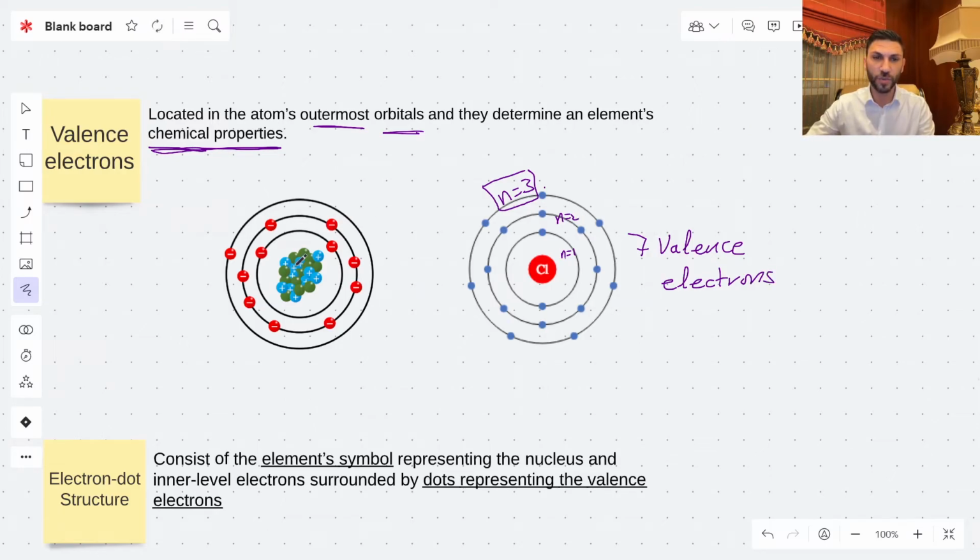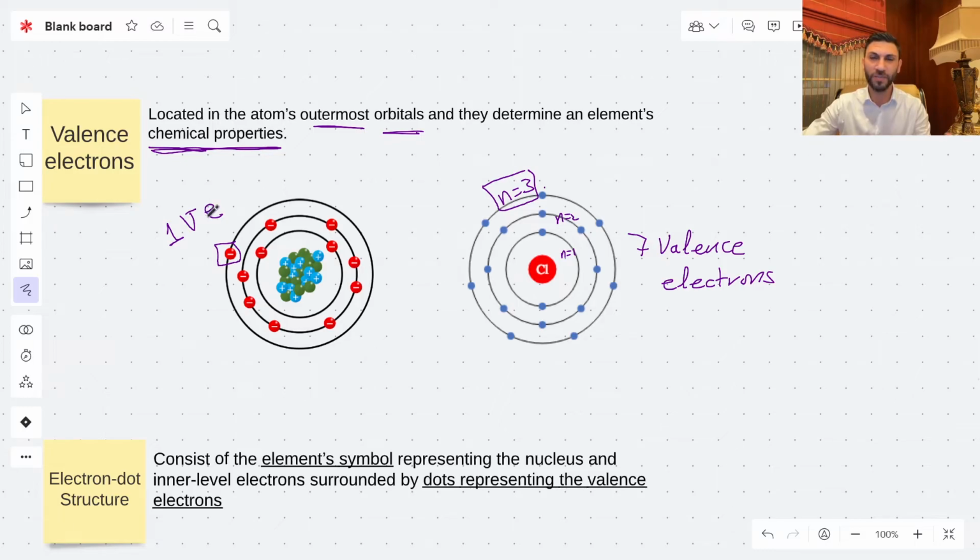What about this atom, for example? Also, we have n equals 1, n equals 2, n equals 3. So the outer shell level, we have only 1 electron. So the number of valence electrons, we have here 1 valence electron.